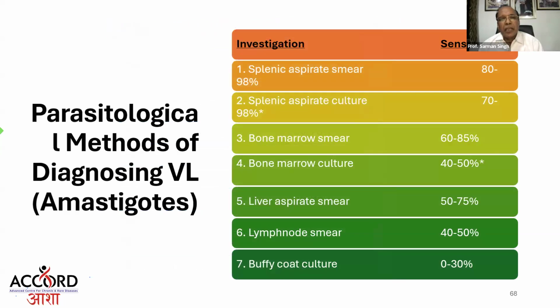Next, please. So here, then, the confirmatory test, or what we call the parasitological confirmatory test. Obviously, as Dr. Mahapatra also said, splenic aspirate, which is less sensitive but highly specific, and then bone marrow. Typically, they are the conventional tests which we used to do. Liver aspirate also, and lymph node, and then Buffy-coat.